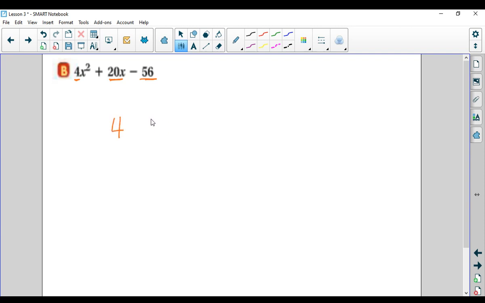Then you look at the variables. This has 2 x's, this has 1 x, and this doesn't have any. So they don't have any x's in common. So we're not going to pull out those x's. And so our GCF is 4. So 4 divided by 4 is 1, but you don't have to write it, and there is an x squared. 20 divided by 4 is 5. And negative 56 divided by 4 is negative 14.